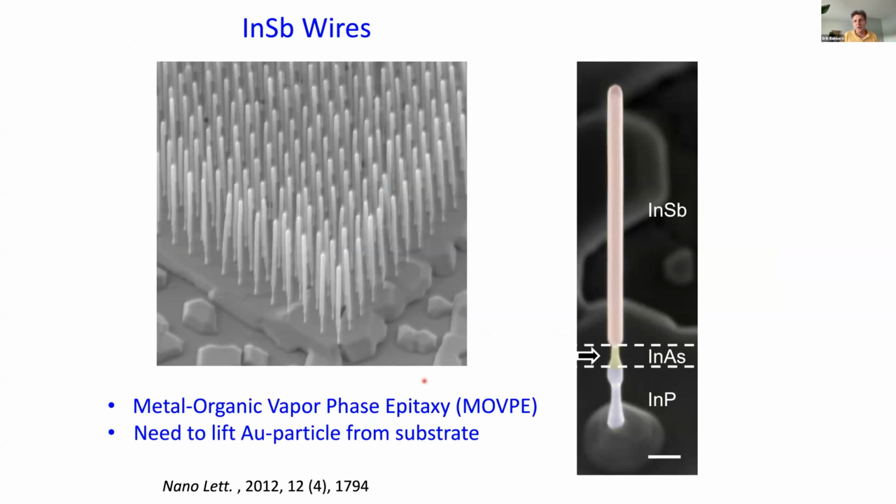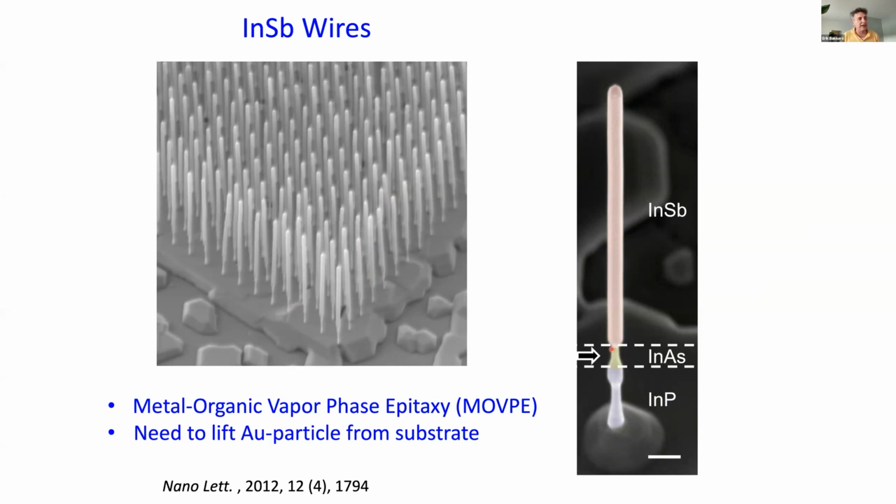Yeah, so about 10 years ago, Sven Roloff and Leo Kouwenhoven came to me. They were still working together. And they asked, okay, could you grow indium antimonide for us? Because, well, we are interested in Majoranas, and we need to have indium antimonide wires. So we developed this growth mechanism where we start with patterning gold particles by using e-beam lithography. So we have an array of these gold particles. And then first we grow a stem consisting of indium phosphide and then indium arsenide.